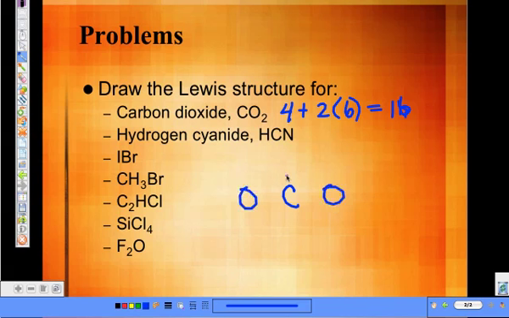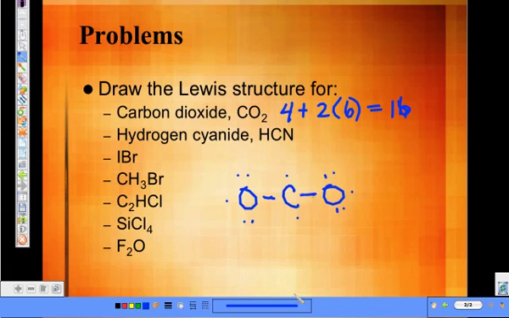So carbon has 4 valence electrons. There's 4. Oxygens have 6. So there's 1, 2, 3, 4, 5, 6. 1, 2, 3, 4, 5, 6. So let's count our dots. We have 2, 4, 6, 8, 10, 12, 13, 14, 15, 16. 16 dots, so we're good with electrons. We can't add or subtract anymore. Now let's change these to dashes and check octets.